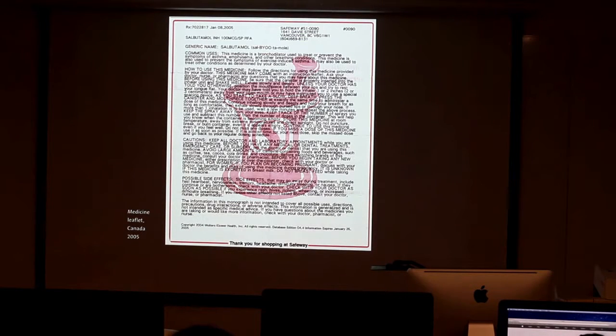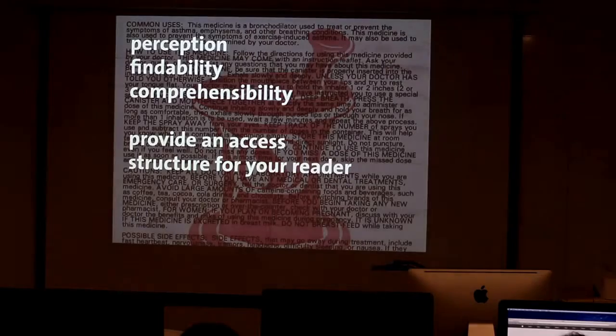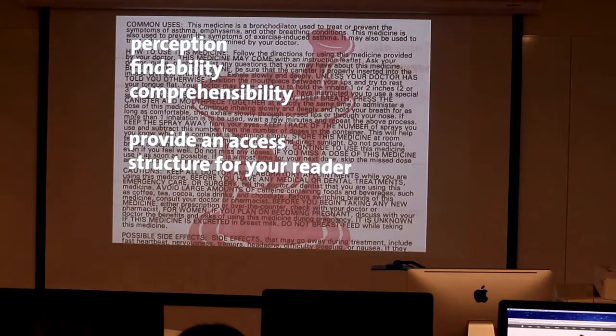I'll show you this first. What's the problem here? Really, there's no way for the reader to understand how to access this content, basically. That's why I said typography is an interface, right? There's no way for people to understand how they should approach this content, what they're looking at, unless you go and read it from beginning to end. So it's a perception problem. People think that it looks very difficult to understand, or they can't tell what it's about before getting into the content. Findability, it's very difficult to look for something. Comprehensibility, of course, it's very difficult to understand it.